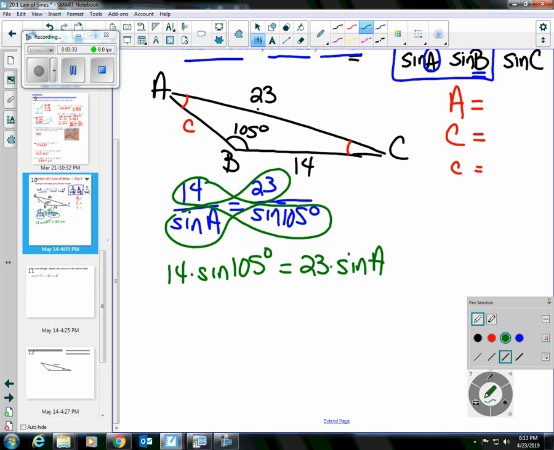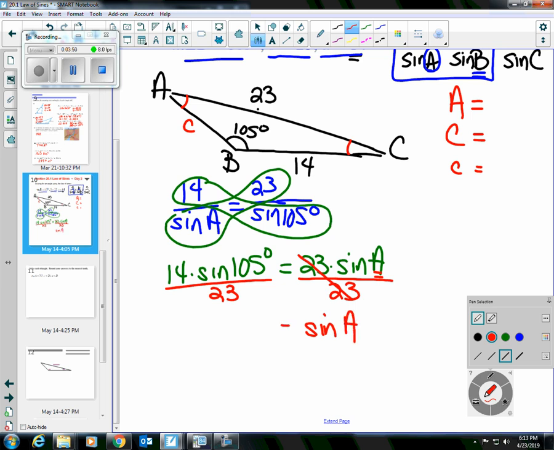All right, so what we're trying to do, remember, is solve for angle A. So we want to get that angle by itself. The first thing I would do is divide by that 23, just like we were doing yesterday when we were solving, so cross multiply and divide. That will undo our multiply by 23, and that's going to leave you with sine of A.